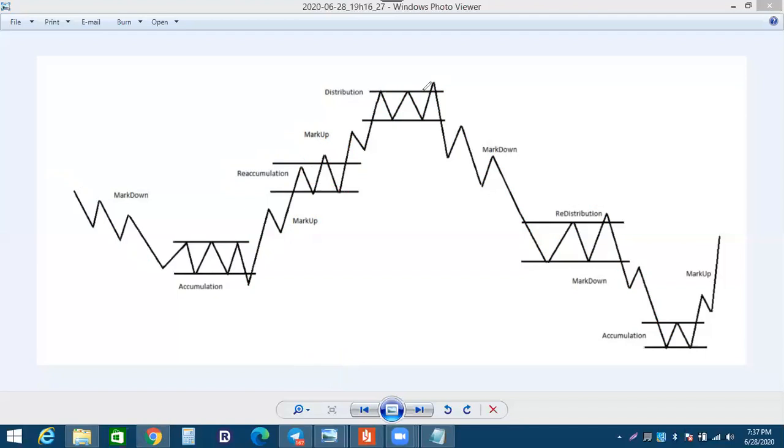Accumulation and reaccumulation will be formed in the uptrend. Reaccumulation is when the market is in the markup phase and we find supply and demand equal to each other. Again, the breakout comes in favor of the markup. At that time we can say that it is a reaccumulation.